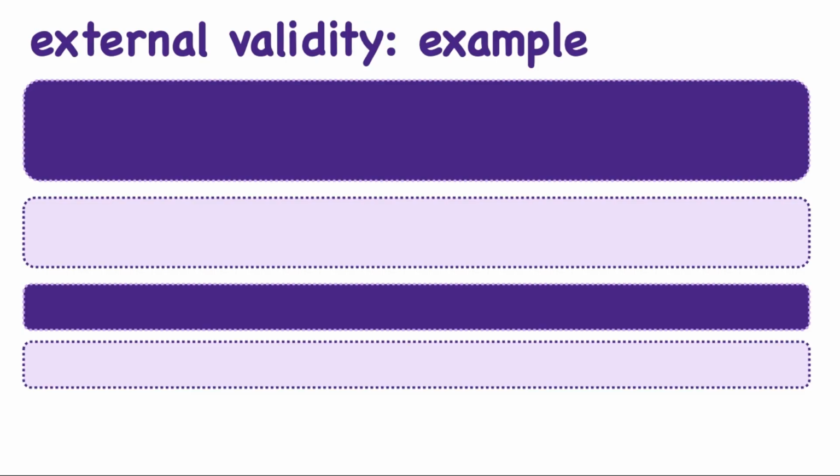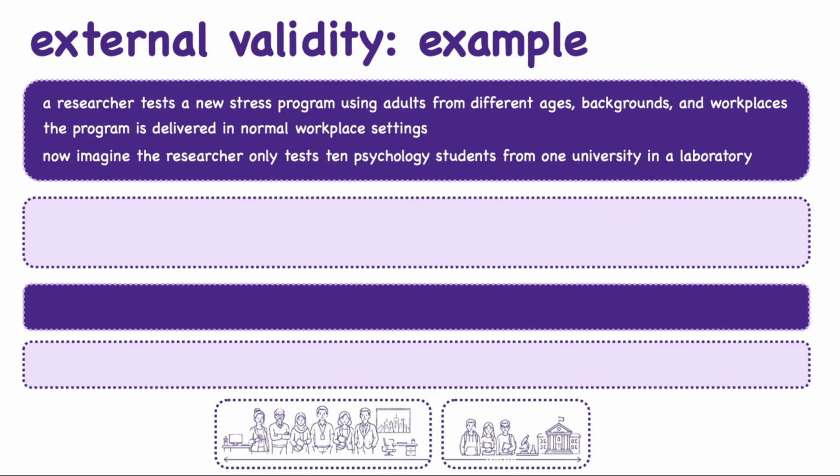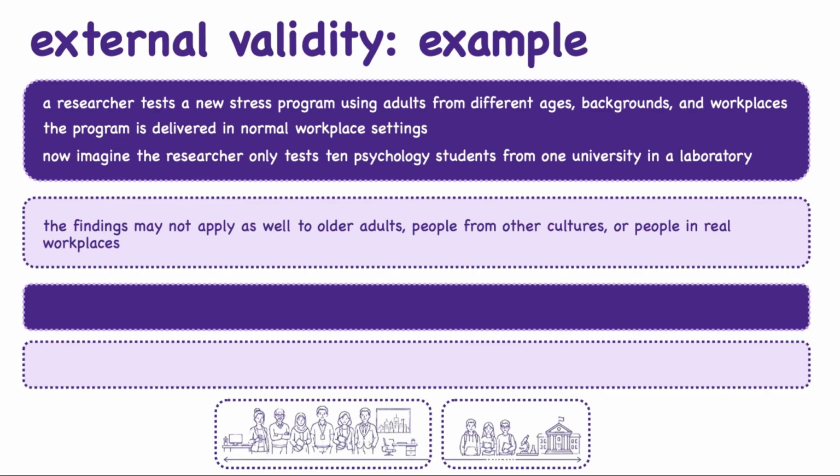Here is a simple example. A researcher tests a new stress program using adults from different ages, backgrounds, and workplaces. The program is delivered in normal workplace settings. Now imagine the researcher only tests 10 psychology students from one university in a laboratory. The findings may not apply as well to older adults, people from other cultures, or people in real workplaces.